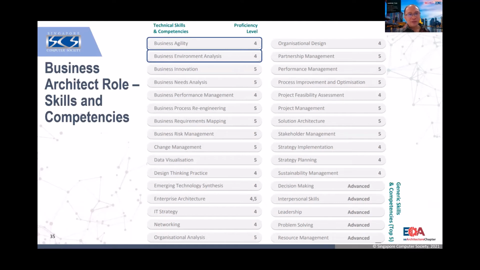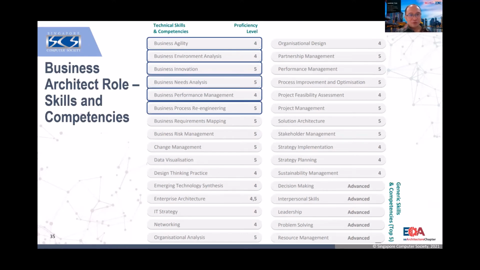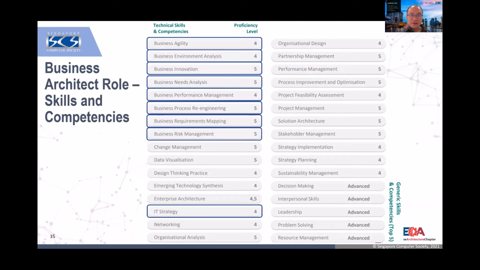Of course, we need to know business environment analysis, the same as in enterprise architecture. Then business innovation, very important. Business need, business performance, business process engineering, business requirement mapping, business risk management, right? All these are critical for business success, and the business architect needs to perform these roles. And by the way, all architects need to perform this role, because everyone needs to play the role of business architect.